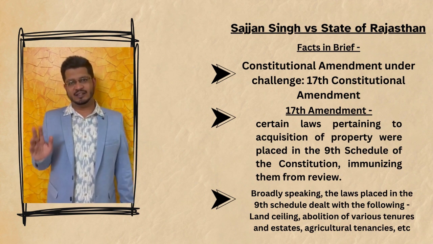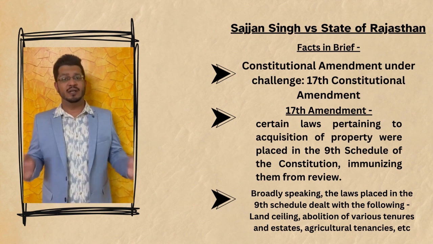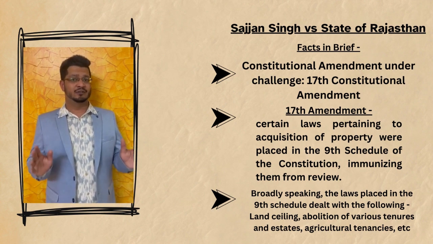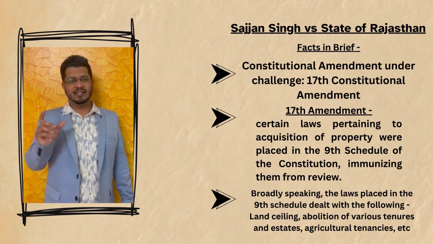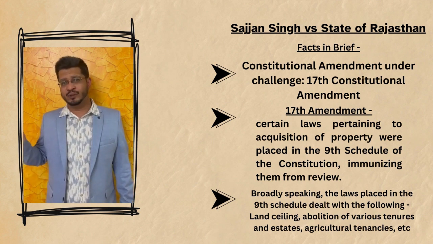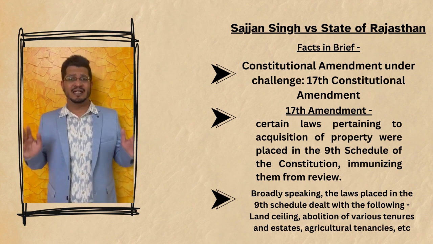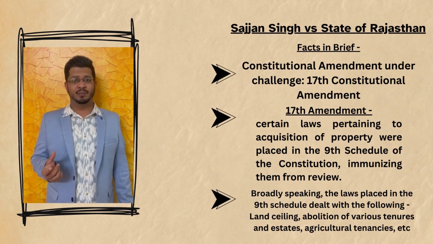Before we discuss this case in any further detail, it is important to become familiar with the 9th schedule of the Indian Constitution. Now, when any law has been placed in the 9th schedule, it becomes immune from judicial review. Now let us try and understand what that means with the help of an illustrative example.